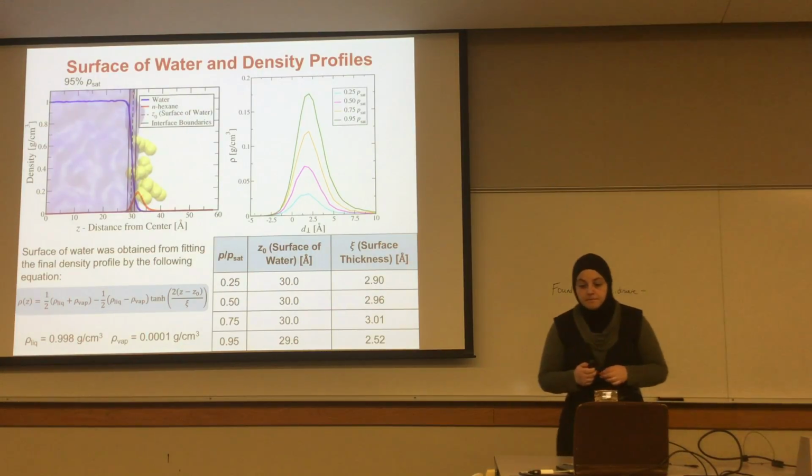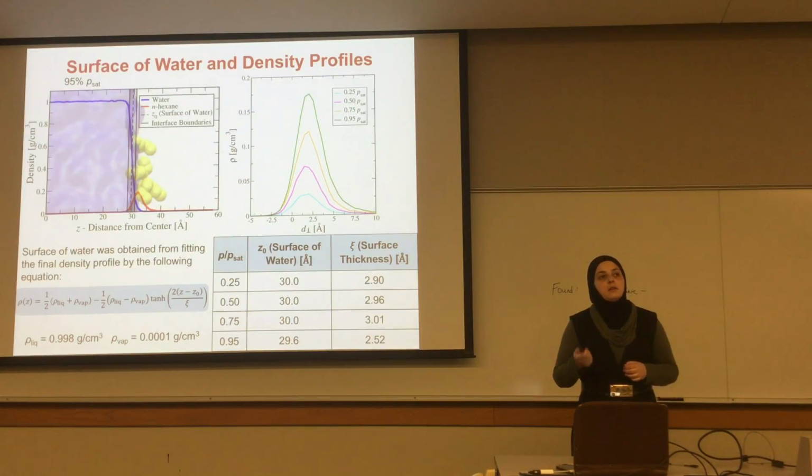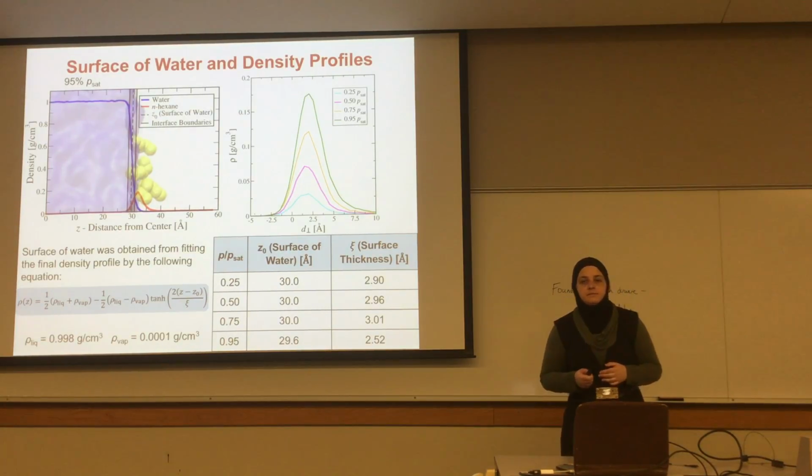Now, we also observe on the right-hand side a plot that shows you the density of N hexanes as your partial pressure increases.